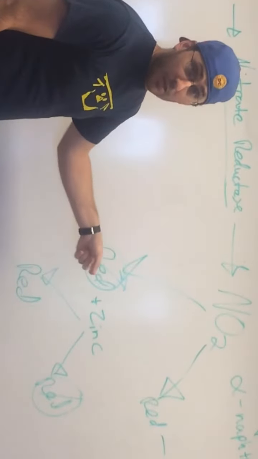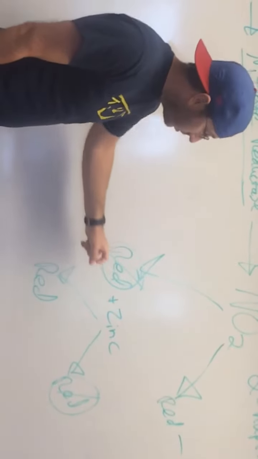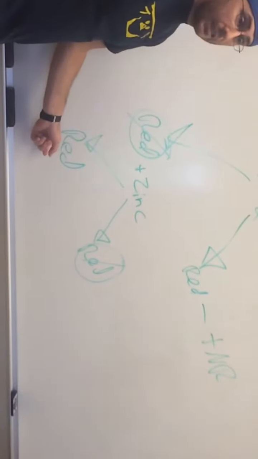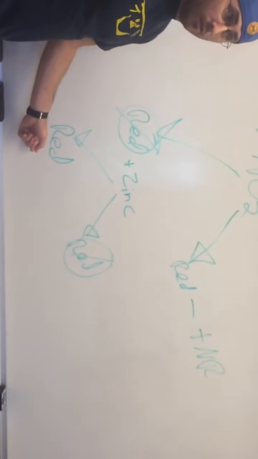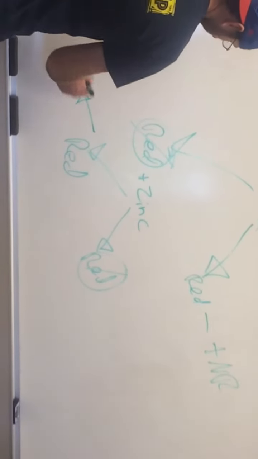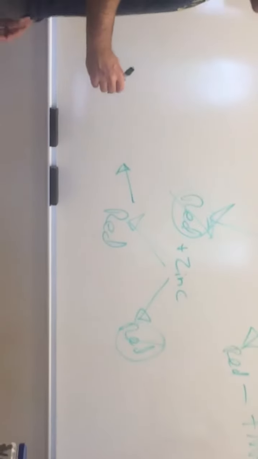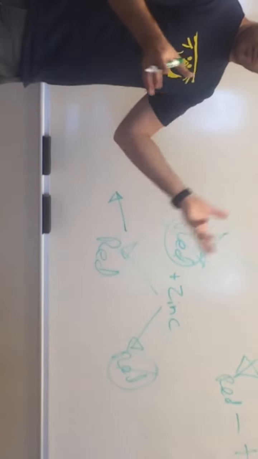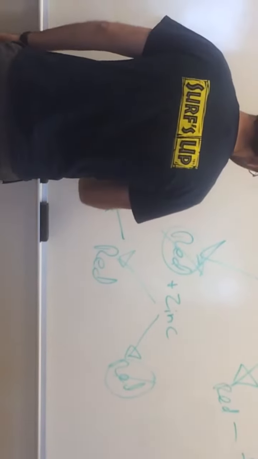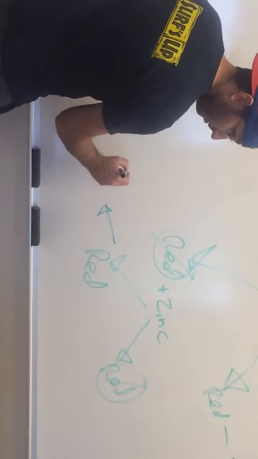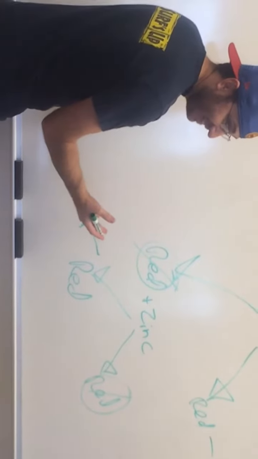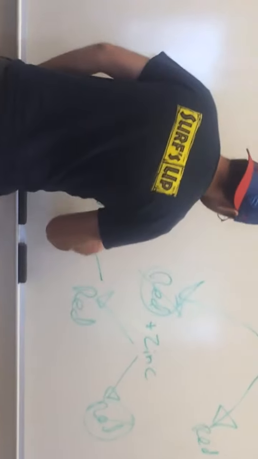So here we had no color change. That doesn't necessarily mean it's negative for nitrate reductase. So we add zinc, and we get either no color change or a color change. If we get a color change adding zinc, what does that mean? Zinc reacted with the nitrate, so we are negative. Negative for nitrate reductase.